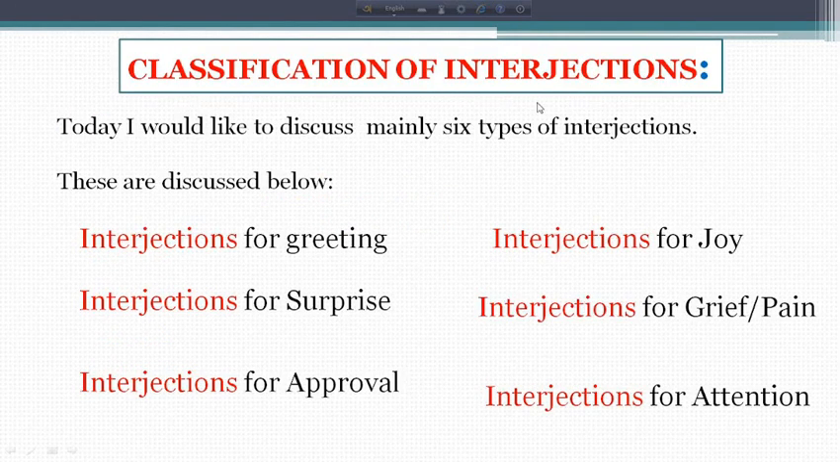Classification of interjections. Today, I would like to discuss mainly 6 types of interjections. These are discussed below: interjections for greeting, interjections for joy, interjections for surprise, interjections for grief and pain, interjections for approval, interjections for attention. Let's start our topics.